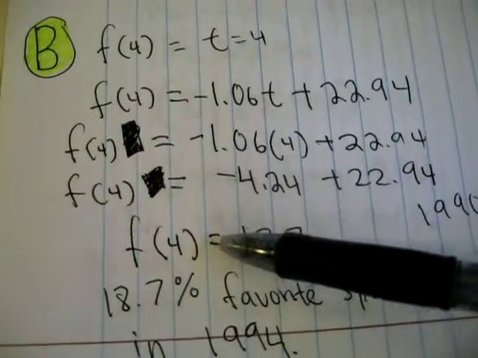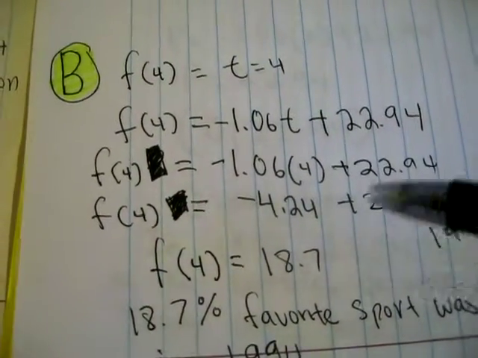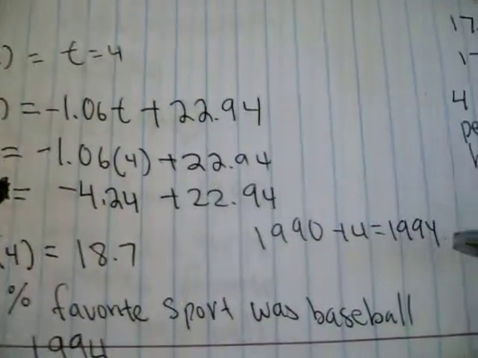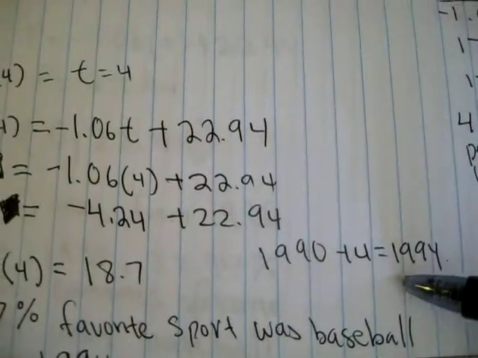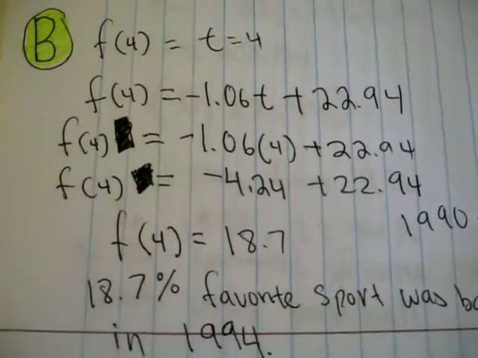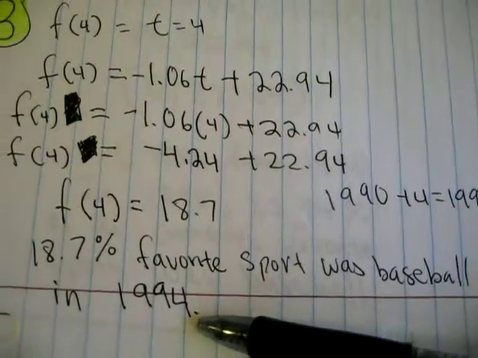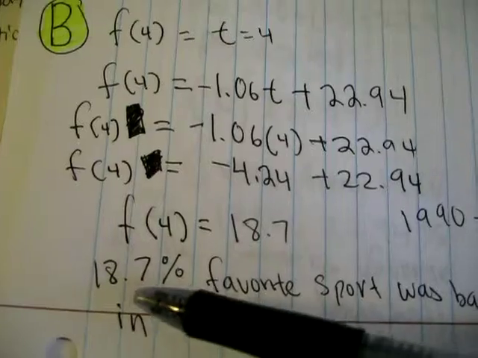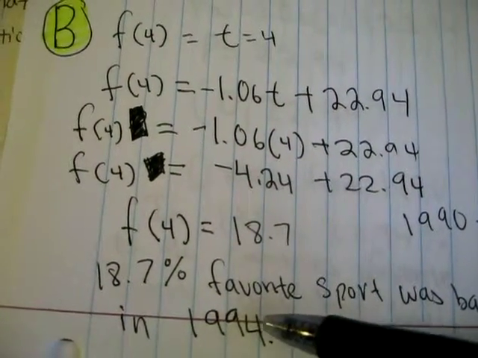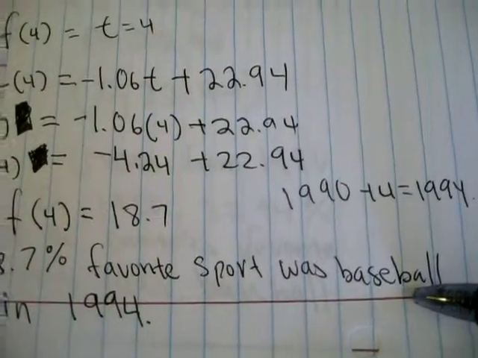So t equals 4, and t is the years after 1990. So what t equals is the year 1994. And so what this problem means is, in 1994, 18.7% of the country's people had baseball as their favorite sport.